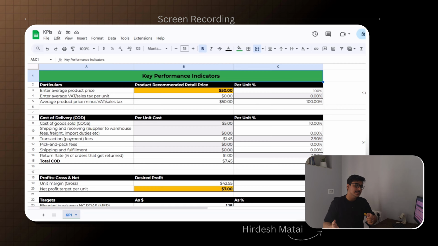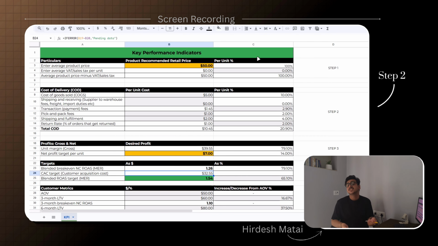Next is VAT or sales tax. What is the VAT or sales tax? For this example, I am keeping it $0. Then we have average product price minus your VAT or sales tax. In this example, it's $50 minus $0, $50. So this was step 1. You need to be aware of your average product price, sales and VAT tax, and then subtract it from the average product price. Now we will calculate cost of delivery in step 2.